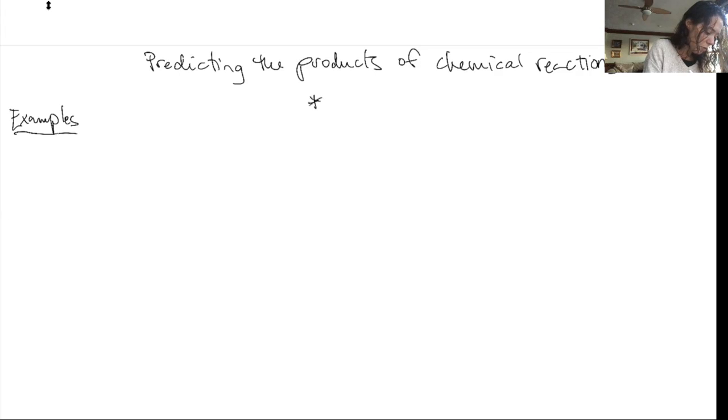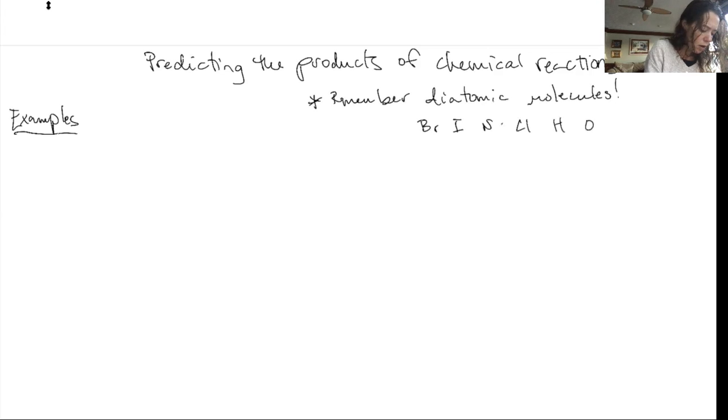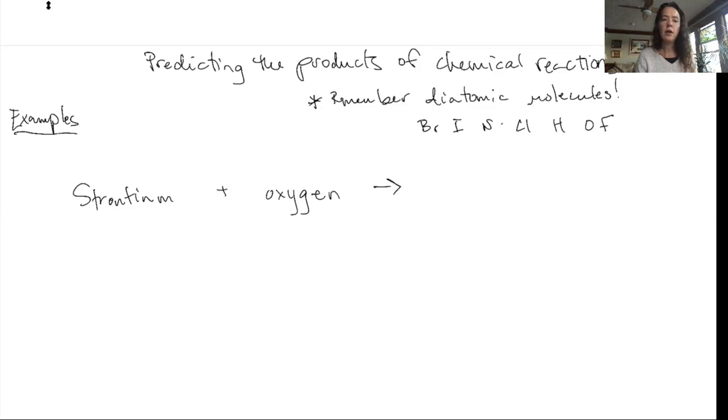other thing is remember diatomic molecules. All right, remember diatomic molecules. All right, let's say that in our first example, we have, oh my gosh, I can't think of anything. Strontium plus oxygen yields, all right?